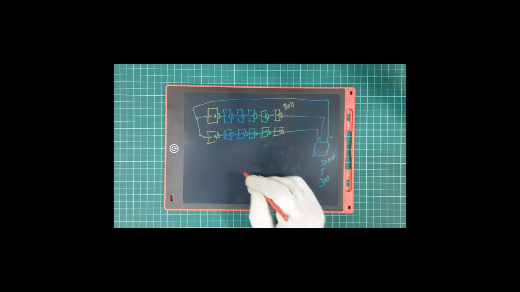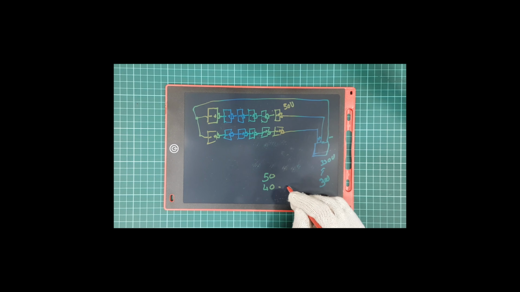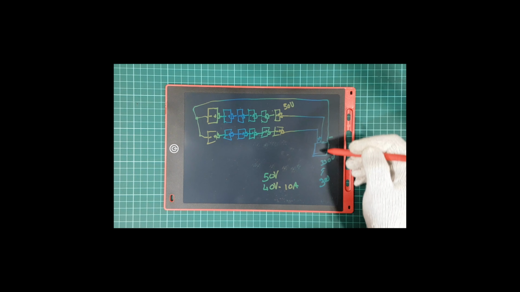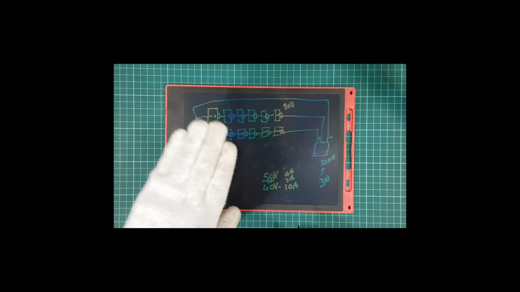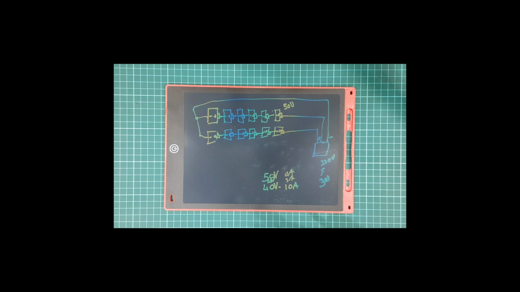My cells are rated at 50 volts without load and 40 volts at full load. At full load it can deliver 10 amps. So when we're not drawing a lot of current, the voltage will increase. So at 0 amps it will be 50, so we can assume at 5 amps we'll be on 45 volts. As we draw more current, it limits the output of these things.